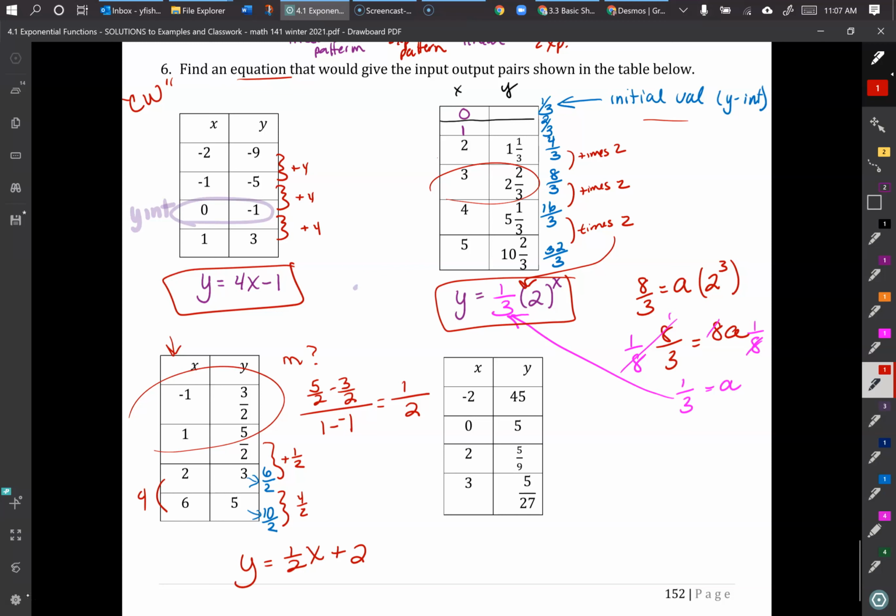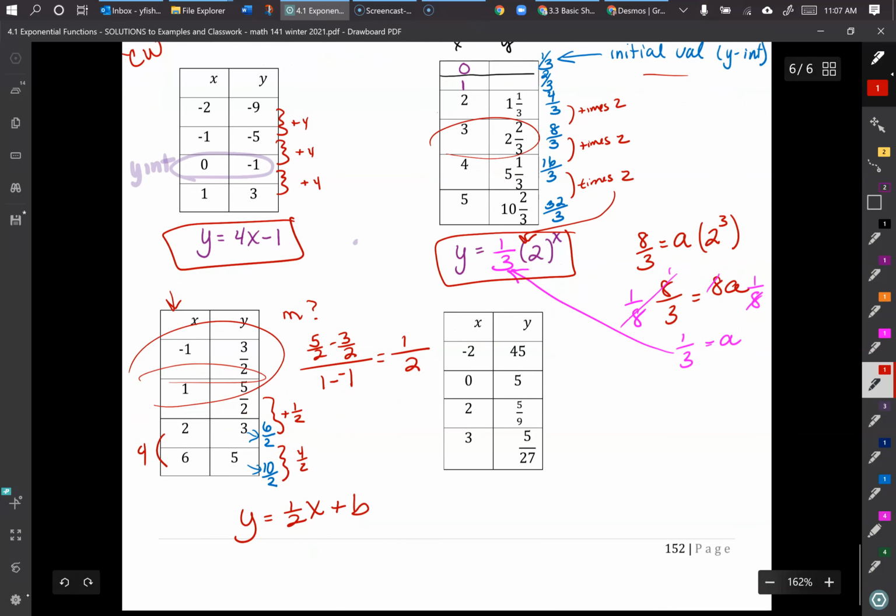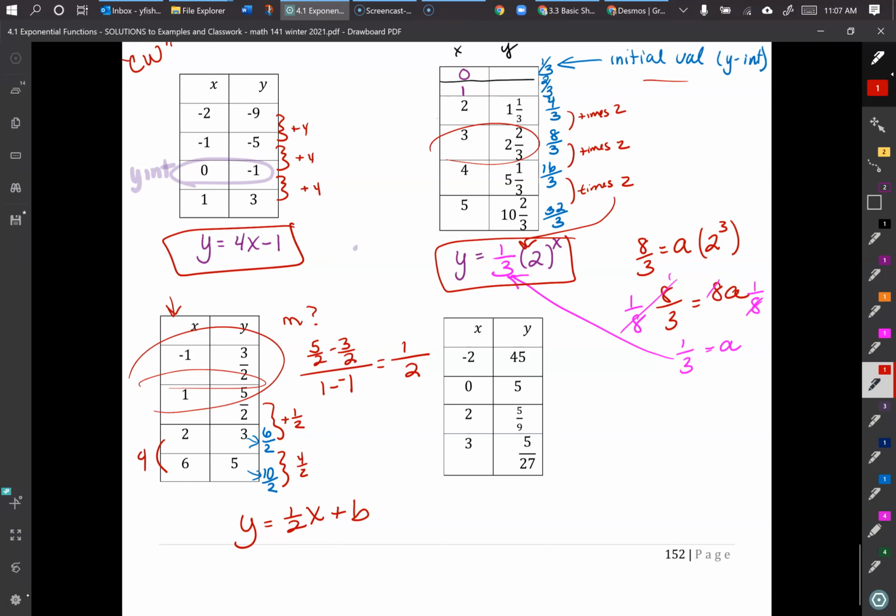And how did I know? Oh, kind of jumped the gun there. It should be a half x plus b. Again, you could kind of figure out what this is in between here. What would go there would be 4 halves, which would be 2, or you could plug values in just like we've done in the past.